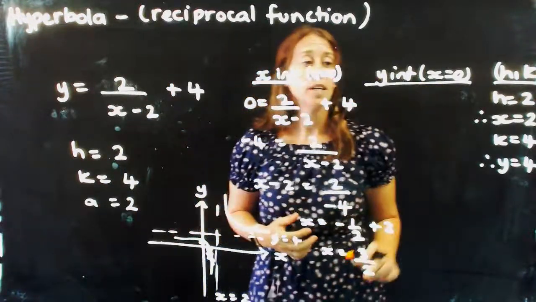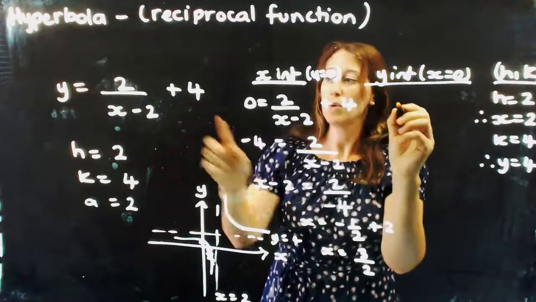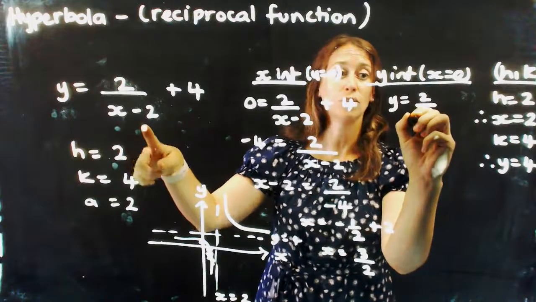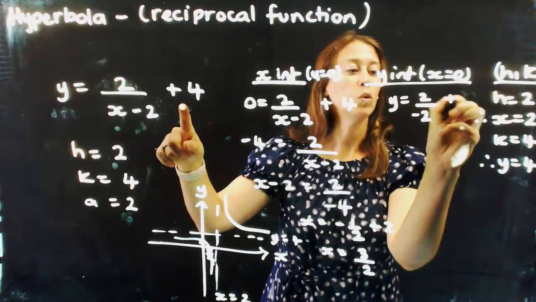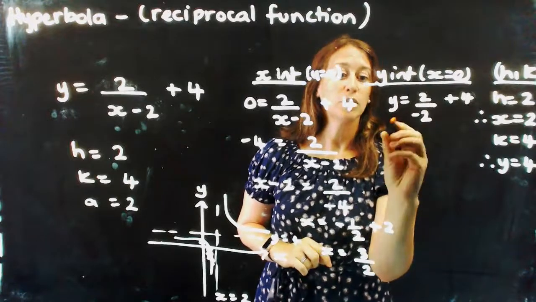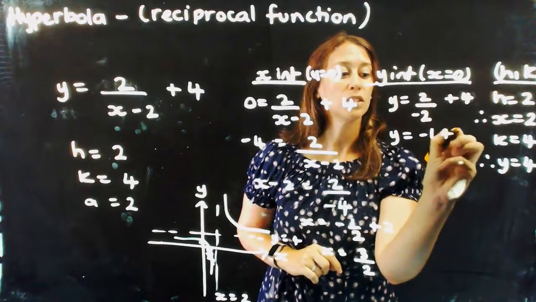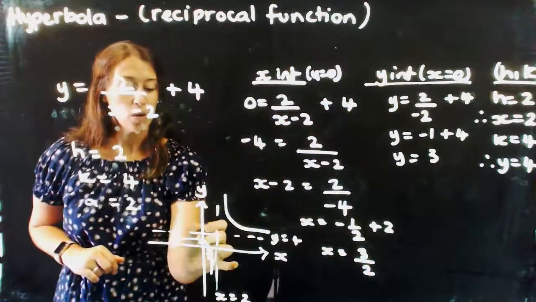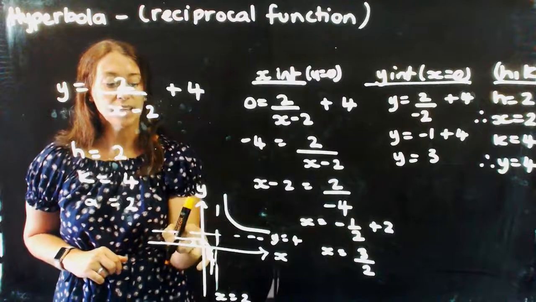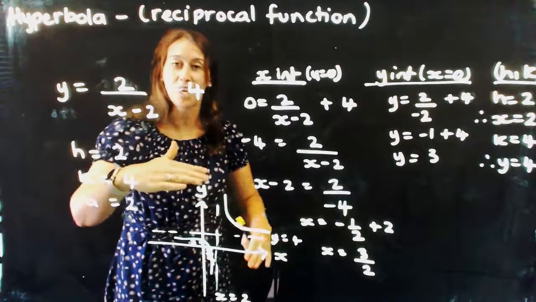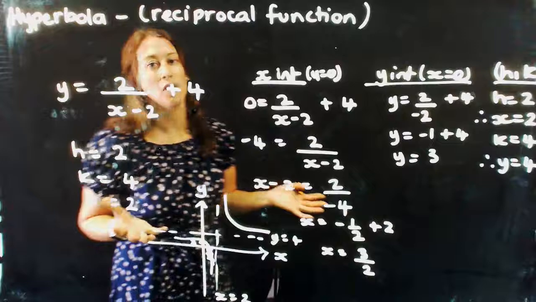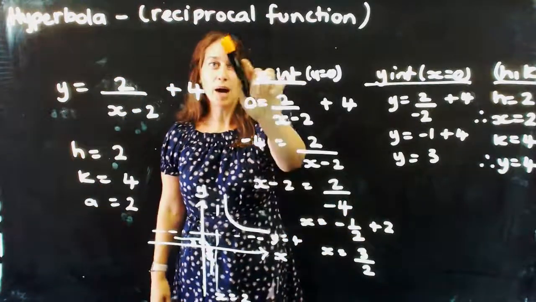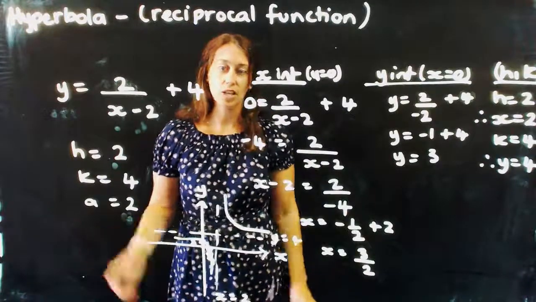So now I'm going to go and find the y-intercept, and that occurs when x equals 0. So we place that in there. We've got y equals 2 over 0 minus 2, which is minus 2, plus that 4. 2 divided by minus 2 is minus 1, so we've got y equals minus 1 plus the 4, so y equals positive 3. So we now have our y-intercept, which is 3, and that makes sense because the asymptote just above it is y equals 4. So we know that that's a pretty reasonable answer. And that's pretty much everything you need to know about the reciprocal function and how to sketch those particular graphs.